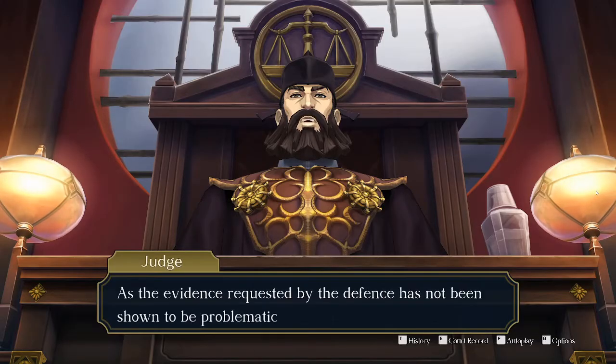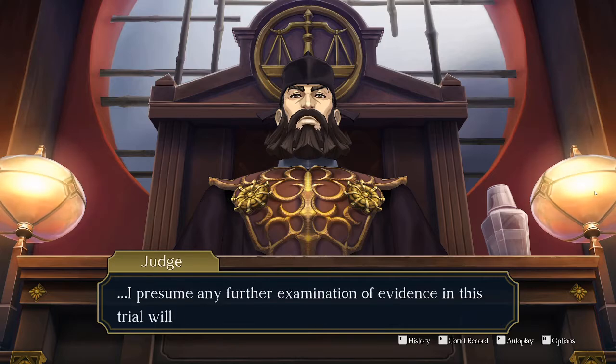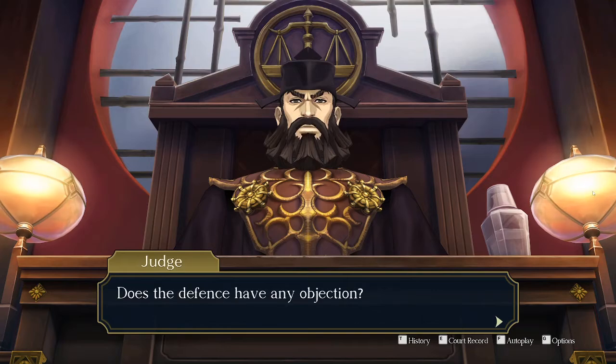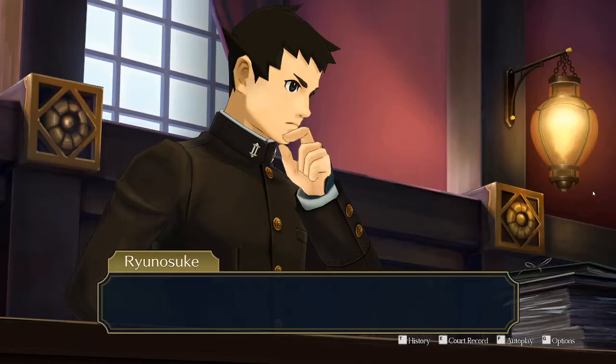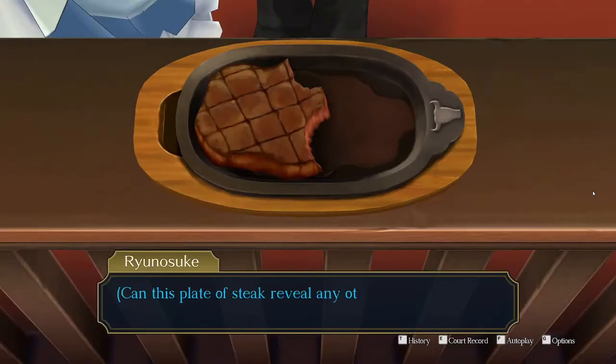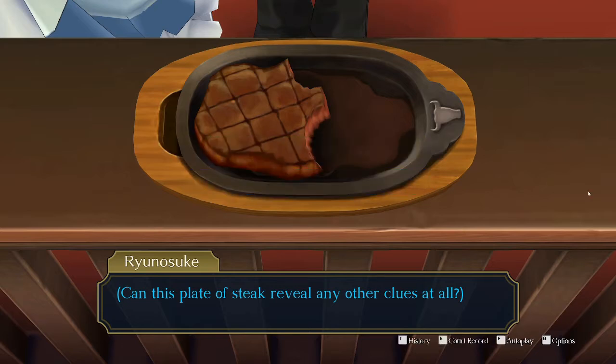As the evidence requested by the defense has not been shown to be problematic in any way, I presume any further examination of evidence in this trial will be unnecessary. Does the defense have any objection? The bloodstain was going to clinch the trial for me. Can this plate of steak reveal any other clues at all? Alright, so there has to be. There's another clue.